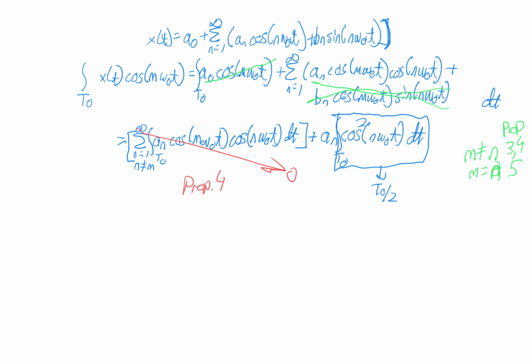So now we put that all together. We have simplified this down and we have gotten a of n t0 over 2 is equal to what we started with. And what we started with was an integral over one complete period of the periodic function x of t times cosine of m omega naught t. And then we showed that this is the term that we have when m is equal to n. So in this equation, the m and the n are equal with what we have left, because that was the only one that didn't disappear up here.